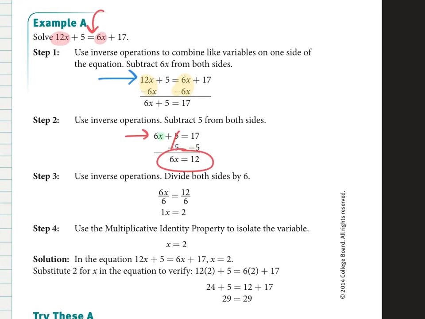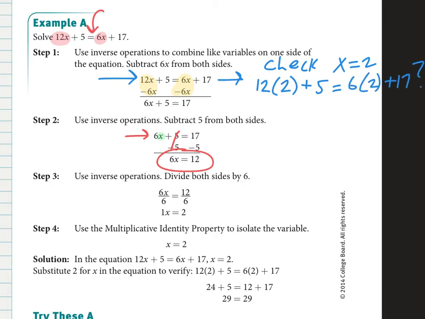And you can always check your equations. We could go back to the original problem up here and verify that x equals 2. You can always plug it back in. The original was 12 times x, and we're saying x is 2. Does 12 times 2 plus 5 equal the other side of the equation, 6 times x plus 17? When I'm checking, I like to put a question mark because I'm not stating for sure those things are equal. I'm going to check and make sure that they are. And you can see that process they did down here verifies that our answer of x equals 2 was correct.